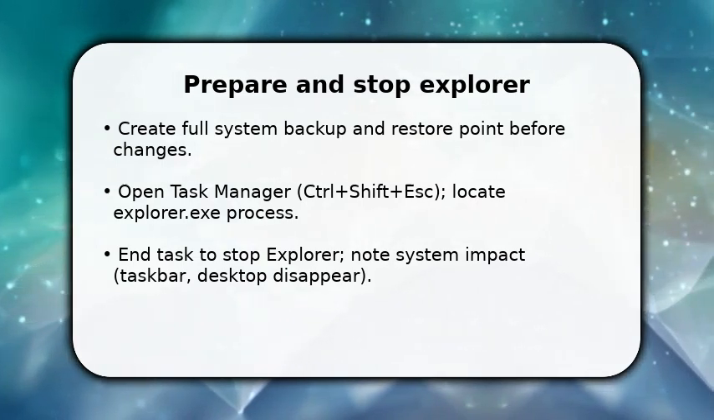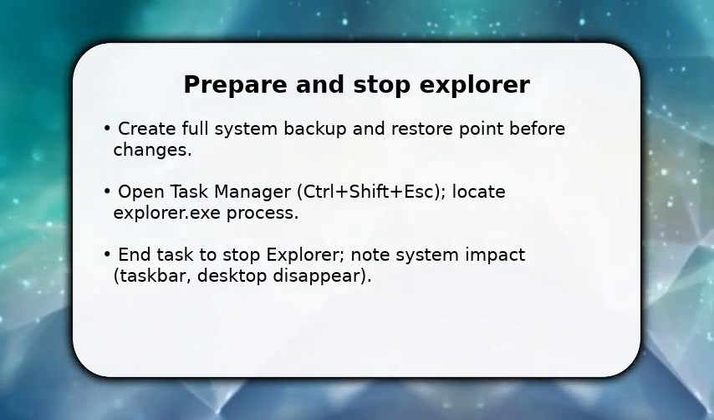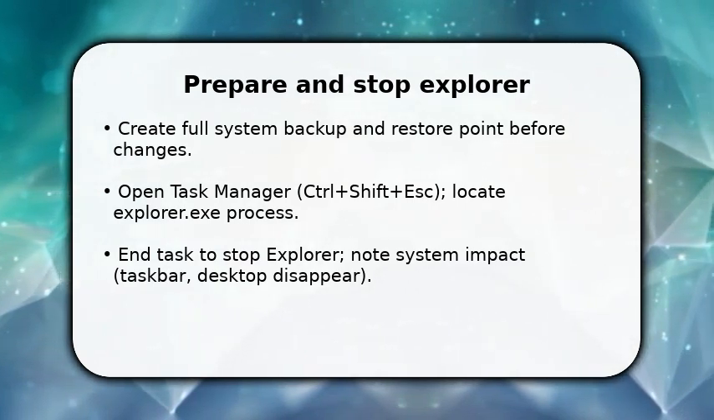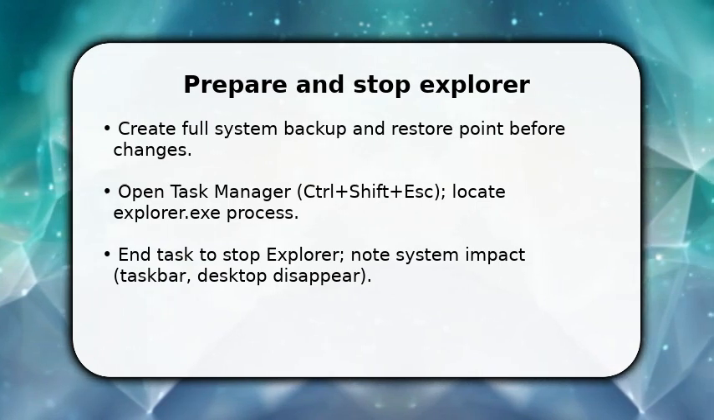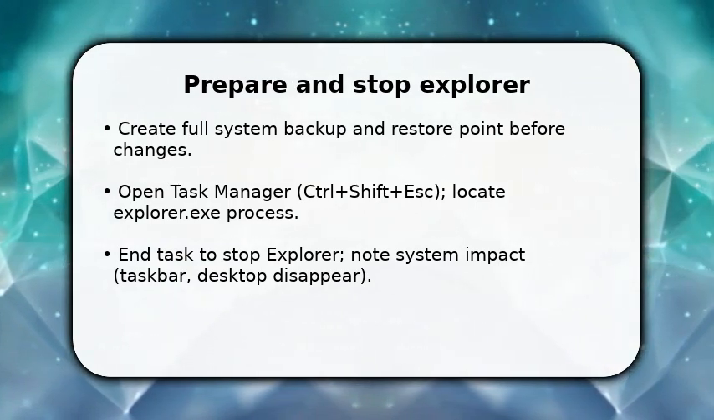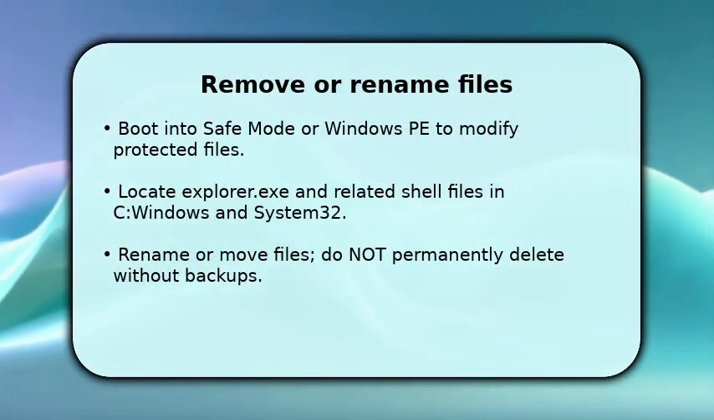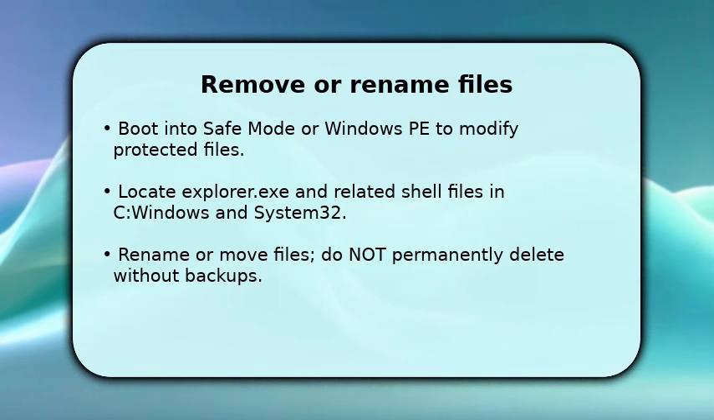Boot into safe mode or use a Windows PE USB so protected system files are writable. This prevents automatic repair or file locks. Once in, navigate to C:/Windows and C:/Windows/System32 to locate Explorer.exe and related shell DLLs.